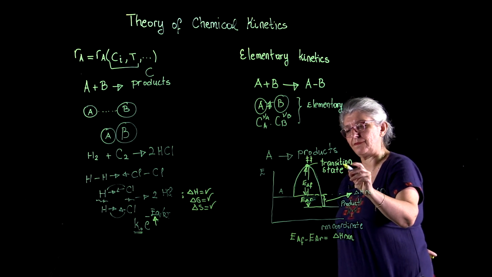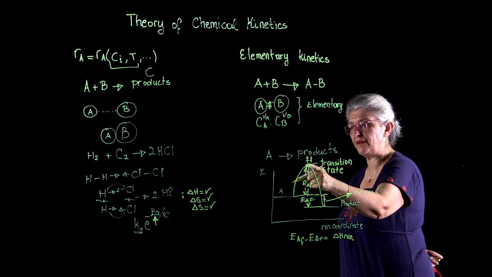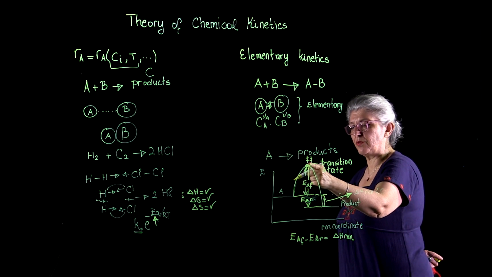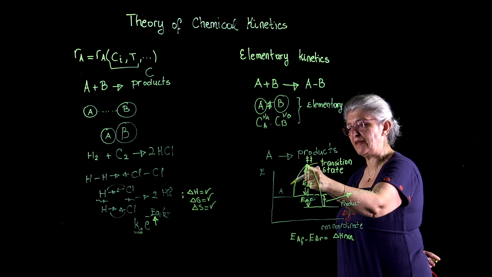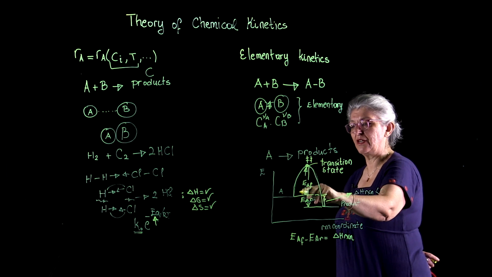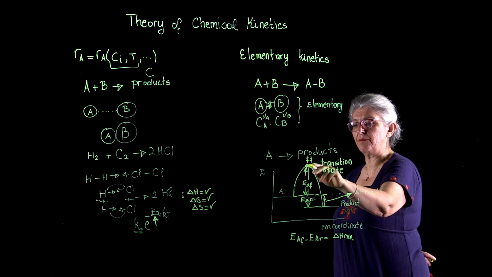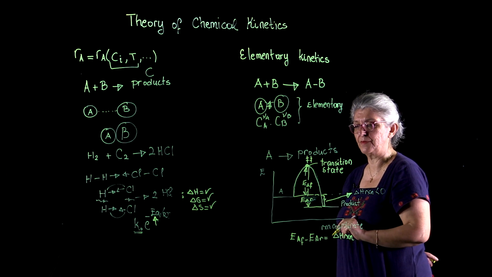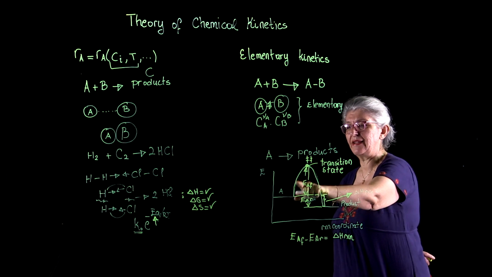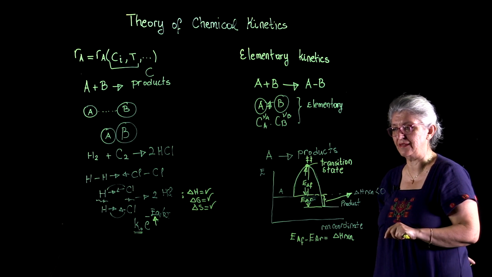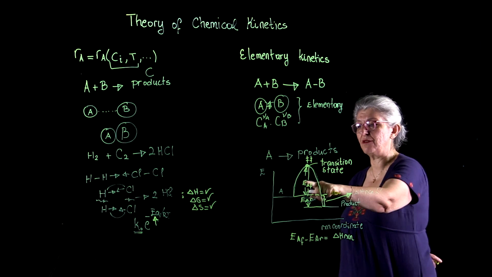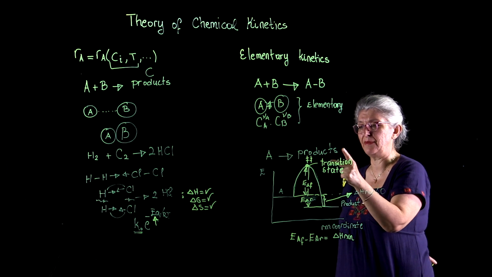So we have one single barrier between A and the products. The peak point of this barrier is called the transition state. A has to have sufficient energy to go over this barrier before the products are formed. And there's a simple relationship between this A and A in the transition state and this transition state going to products. Now we are going to dissect this process in two steps.